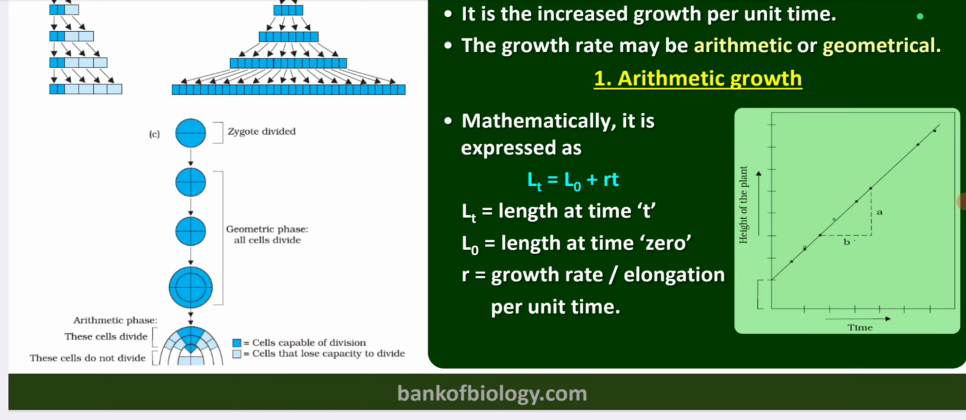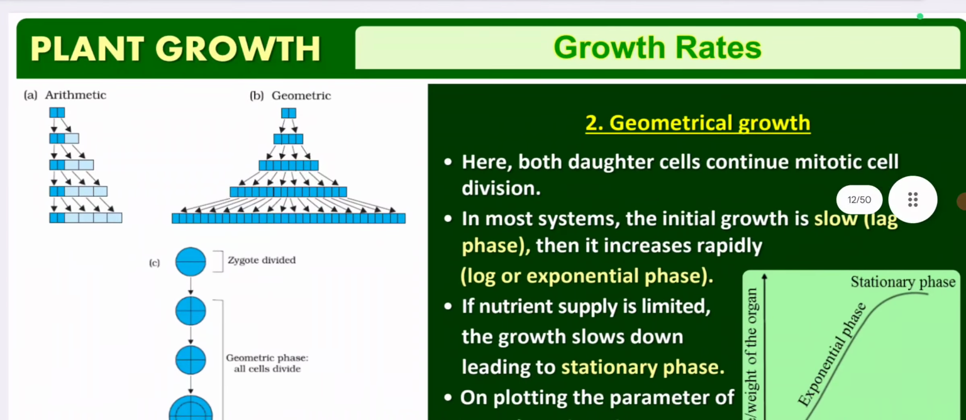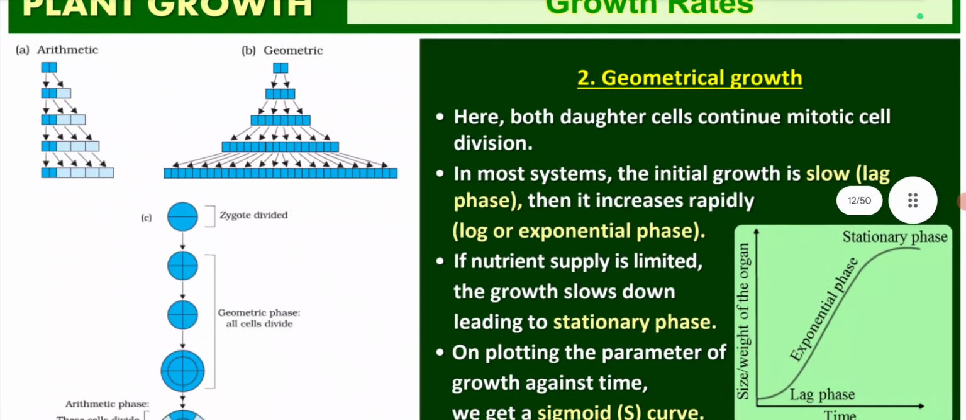Mathematically, it is expressed as Lt = L0 + rt, where Lt is the length at time t, L0 is the length at time 0, and r is the growth rate or elongation per unit time. It is arithmetic growth. Now coming to geometrical growth.